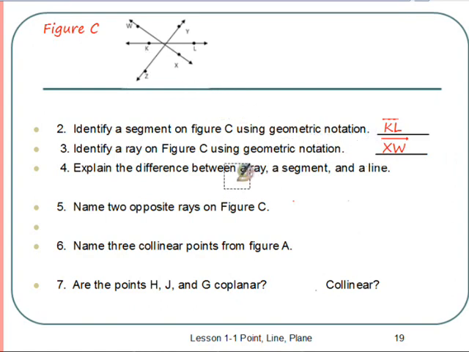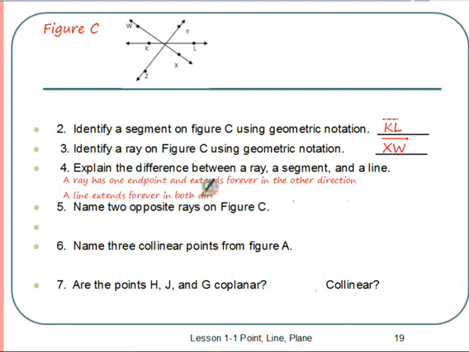All right. Explain the difference between a ray, a segment, and a line. Sorry, this is a little bit small. A ray has one endpoint and extends forever in the other direction. A line extends forever in both directions. And a segment has 2 endpoints. All right. Name 2 opposite rays on figure C. Opposite rays means they share an endpoint. There are none. There are no opposite rays on figure C.